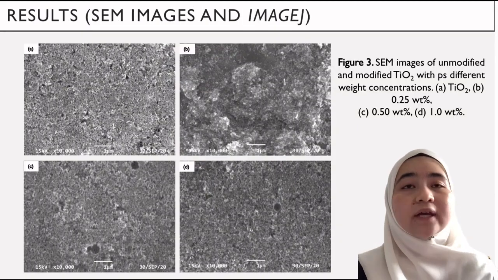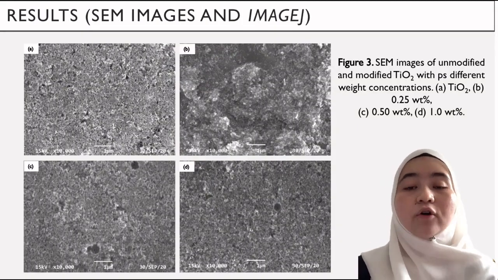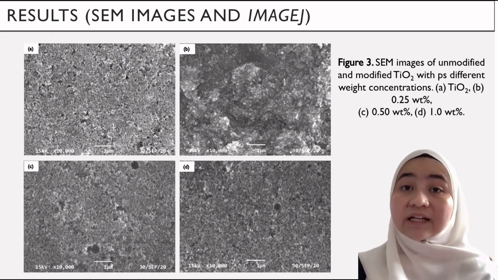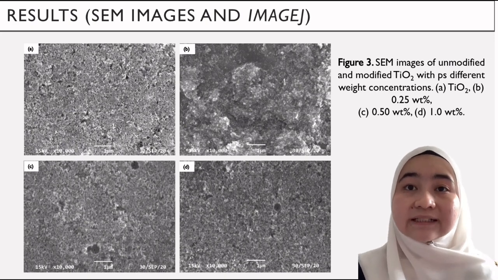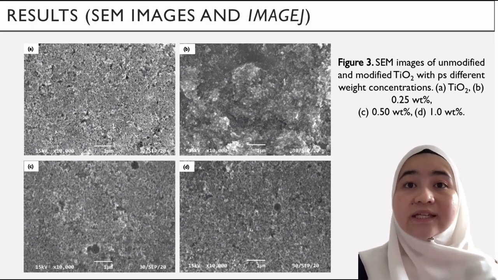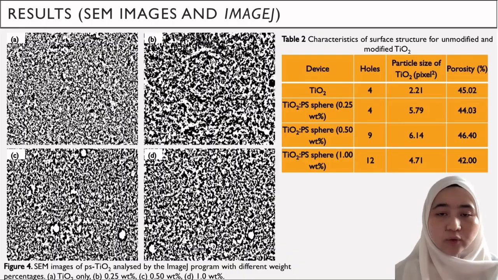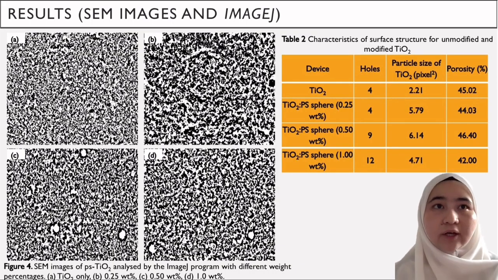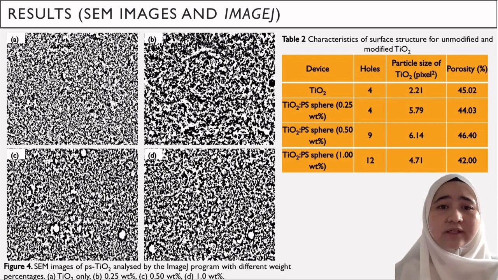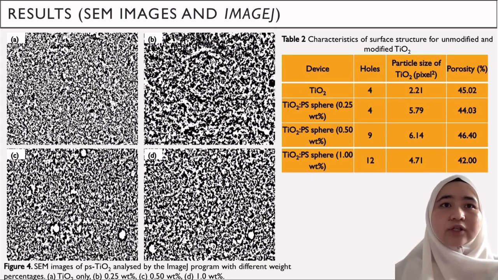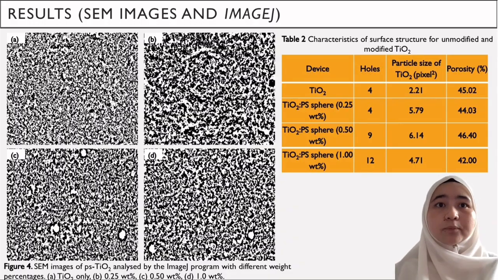For PSTiO2, as you can see from figure 3, it showed the SEM image of PSTiO2 with different weight concentrations, which are 0.25, 0.5 and 1%. From figure 3B, the surface TiO2 particles are less crumpled compared to figure 3A, which is the unmodified TiO2. As the weight concentration of PS sphere increased, bigger pore structures started to appear more on the surface. You can see from table 2 that the porosity of the photoanode increased as the weight concentration of PS mixed in TiO2 increased, but decreased at the highest concentration, which is 1.00%. Larger pores will form as the weight concentration increases and help in increasing the porosity of the surface structure.